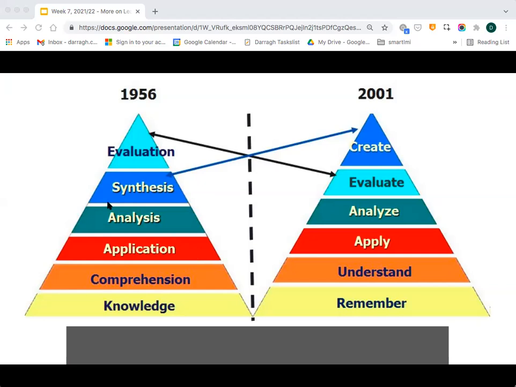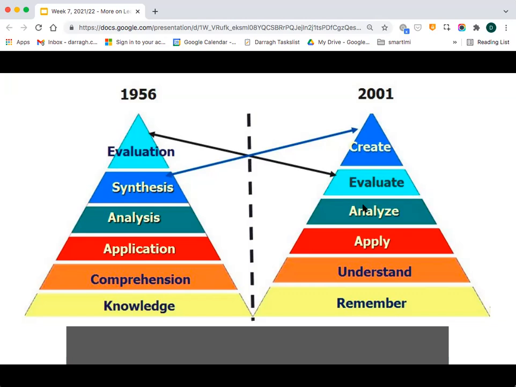This reflects how the revised taxonomy changed some of the language. You can see there are two elements there. One is that the terminology used is much more straightforward and much more related to the actual verb. So instead of talking about knowledge and application and synthesis, it's much more the actual action verb you're going to use. So students remember, students understand, students apply, evaluate, and so on.